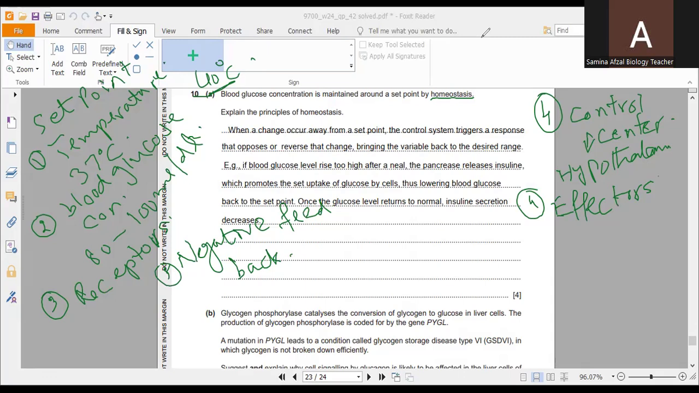The receptor cells will detect the change in the blood glucose concentration. Then the pancreas will be activated, and as a result it will start secreting insulin. That insulin will take up the glucose from the blood into the cells and muscles, and the extra glucose will be stored in the liver in the form of glycogen.